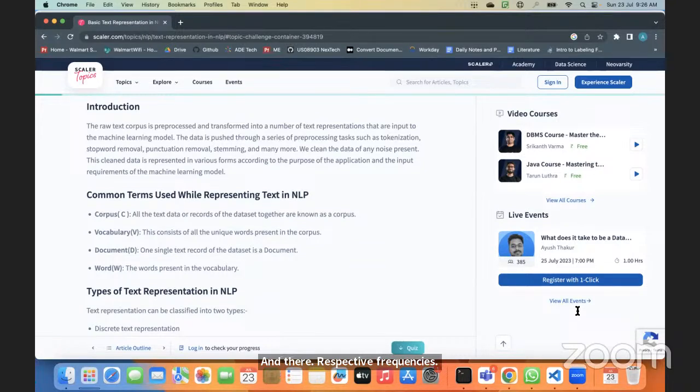So, a list of words and their respective frequencies, that's it. So it becomes a dictionary now. Are you all aware of a Python dictionary? How does it work? Anyone? Yes, fine. Okay.